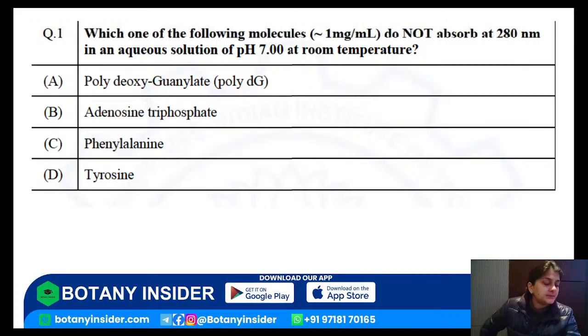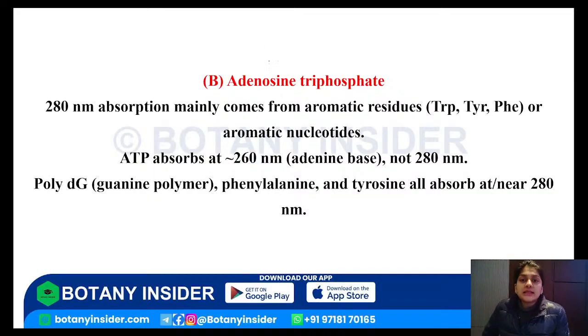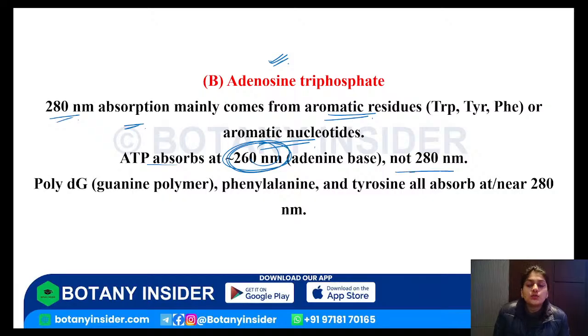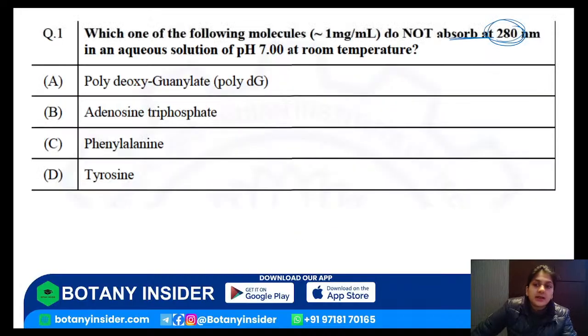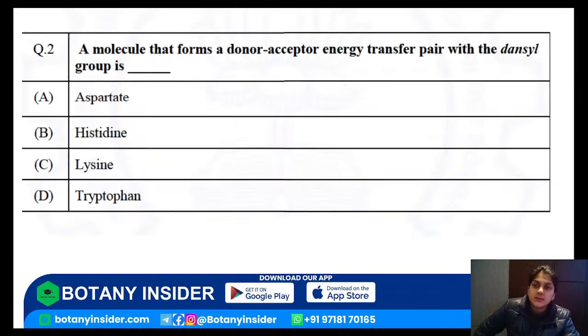Okay, very good. Which molecule does not absorb at 280 nanometers? So, adenosine triphosphate. 280 nanometer absorption mainly occurs from your aromatic residues or aromatic nucleotides. ATP absorbs at around 260, not 280. All the other three absorb at or nearly around 280, right? So what should be the answer? B. Very good. Adenosine triphosphate is the correct answer for this question.